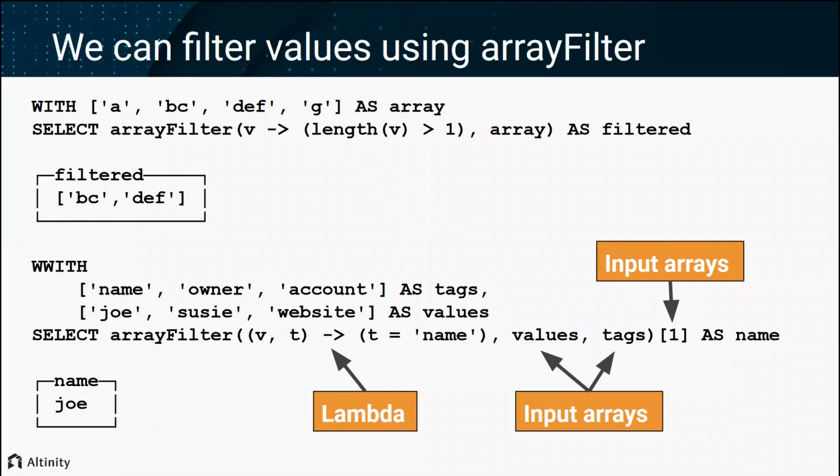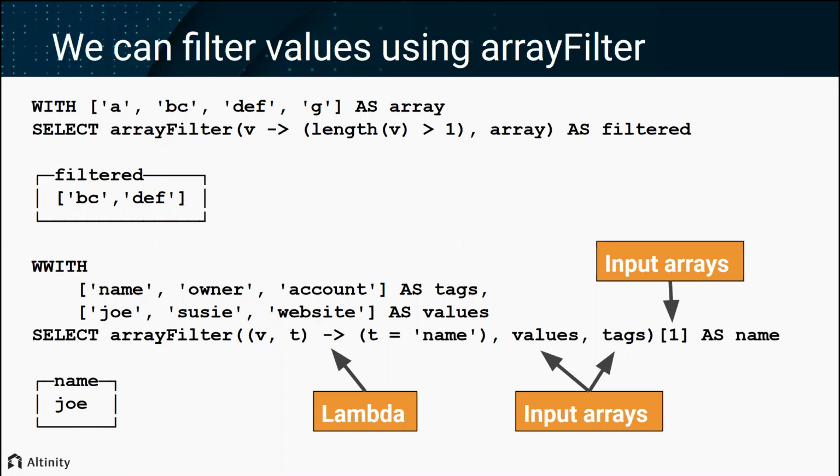And to do that, we're going to use a function called array filter. What array filter allows you to do is pass over a set of arrays and apply a condition to them, and then what's returned is all the values from the array that meet that condition. So here's a simple example. We've got an array with some small values, A, B, C, D, E, F, and G. Let's filter it so that we get all the values where the length is greater than 1. So array filter does that. We've got a lambda that says, for every value V in the array, return it if the length is greater than 1.